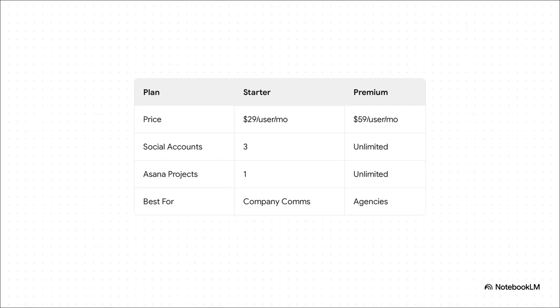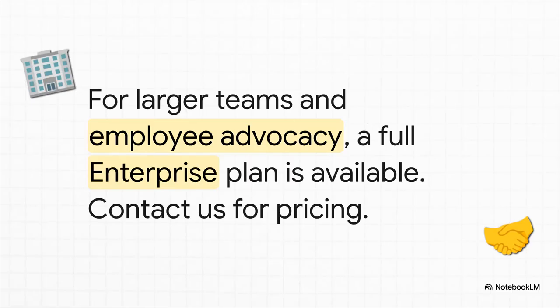They keep it pretty simple with 2 main plans. You've got the starter plan, which is perfect if you're just managing one company's social media. That gets you 3 social accounts and 1 Asana project. Then there's the premium plan, which is really built for agencies or anyone who's a heavy user. That gives you unlimited accounts and unlimited projects. And hey, if you're part of a bigger team, especially if you're thinking about employee advocacy, where lots of people are posting, they do have a full enterprise plan for that too.